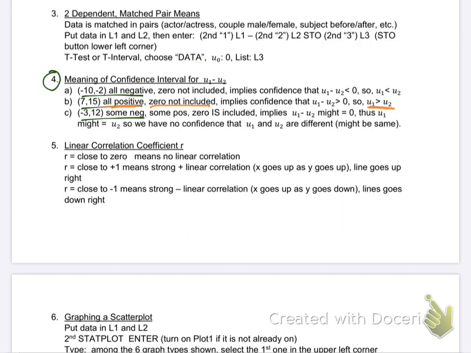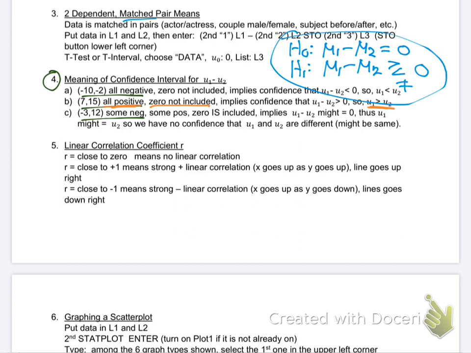For the exam, for 2 matched pairs, the H0 is always mu1 minus mu2 equals 0. The difference is equal to 0. And the alternative is mu1 minus mu2 is greater than, less than, or not equal to 0. That's how those will always look for dependent matched pairs. If you want to add those to your notes.